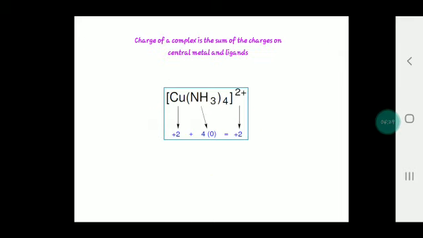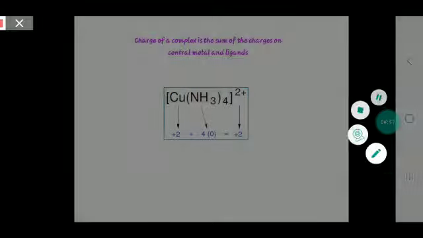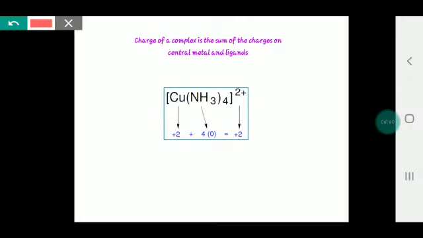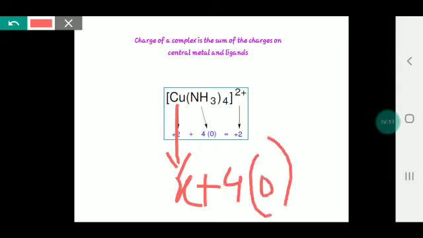Next we'll see how to calculate the charge present on the central metal atom. Here we'll take the example of tetraamminecopper. We are going to calculate the charge present on the copper, the central metal. For that we'll put it as X, and the total number of ammonia is 4. The charge present on ammonia is 0. Hence X is equal to plus 2, and the charge present on the copper is plus 2.